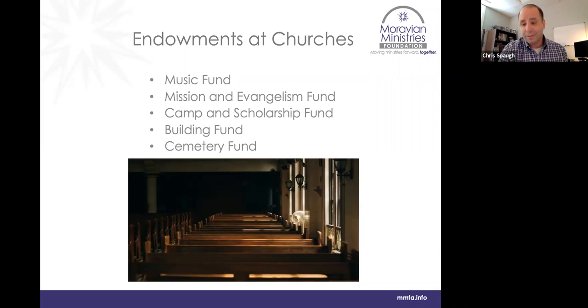Again, MMFA helps with this. We help churches develop what the ministry's goals and purposes are that are important to them from kind of a strategic planning standpoint, and then we also help them come up with funds to help with these endowments and encourage donors to give to these endowments in the future.